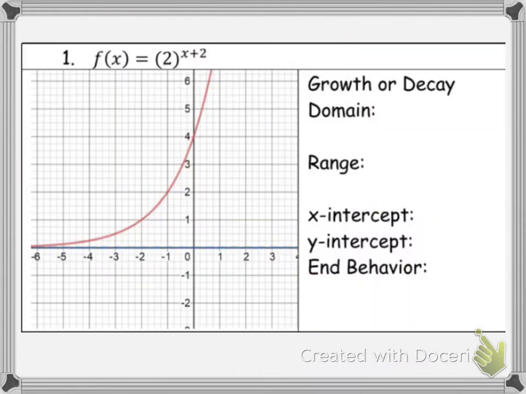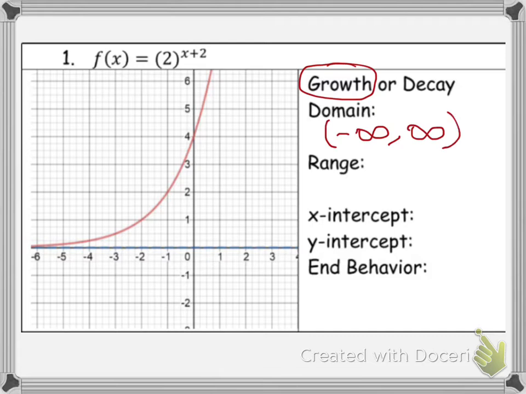All right, looking at our first example, it says f of x equals 2 to the power of x plus 2. So this is obviously exponential. So I have to determine if it's a growth or decay. Since it's going up from left to right, it's growth. And as you remember from before, your domain is always going to be negative infinity to positive infinity.